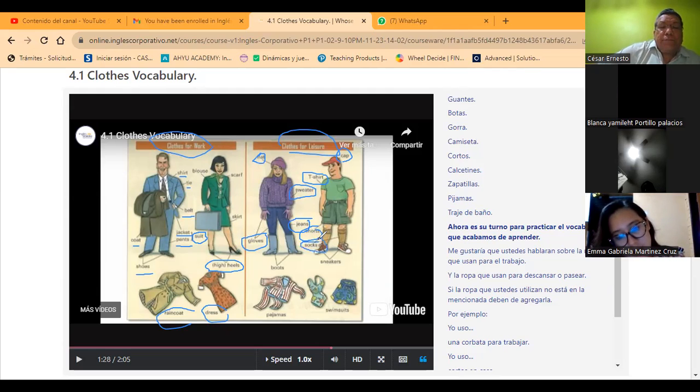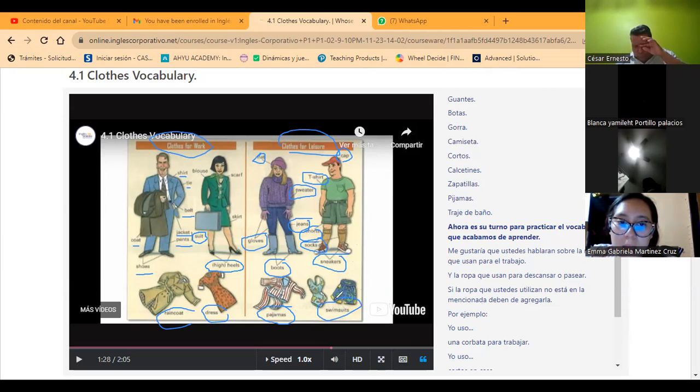Gloves, jeans, shorts, socks. Be careful with this one. There's a really bad word, a really profane word. Una mala palabra de sock. I'm not gonna say it, but just a very tiny change in the vowel sound will change the meaning. So, this is socks. Boots. Sneakers. Pajamas. Swimsuits.